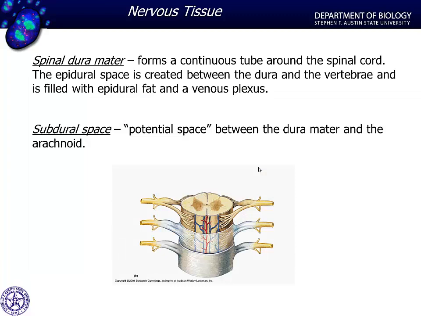Now, when we look at the dura mater, it's going to extend from the brain down the brain stem and onto the spinal cord. And so our spinal dura is going to be this continuous tube of really tough connective tissue that's going to completely encase the spinal cord. And as you can see in this image, it's going to encase these proximal portions of our spinal nerves as well as our dorsal root ganglia.